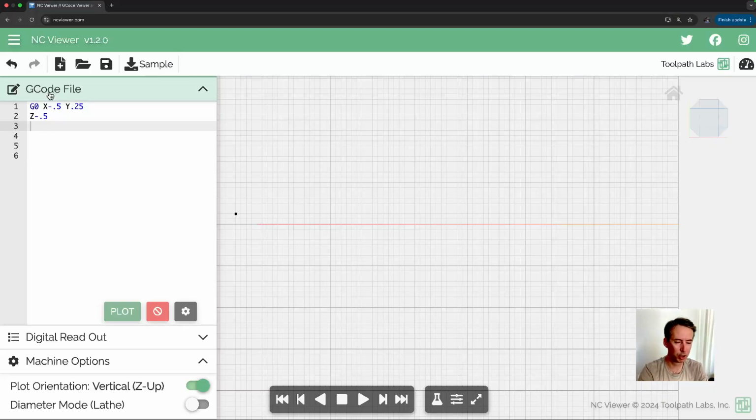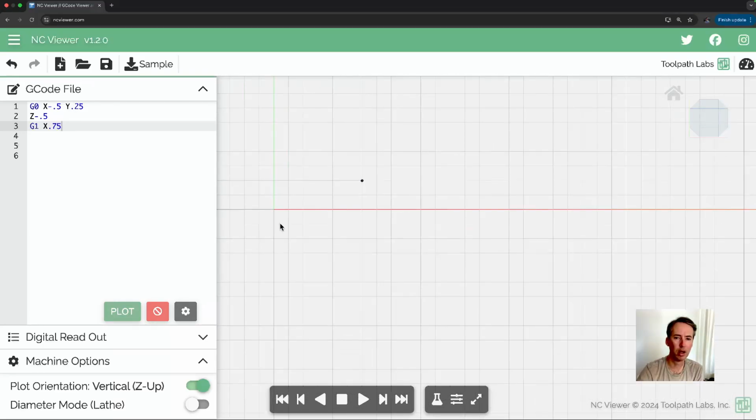So we're going to switch to a G1. And we could put in our X and Y value, but we're already at that Y position, so we don't actually have to put it in again. Let's see if I plot this. So now we're moving here.